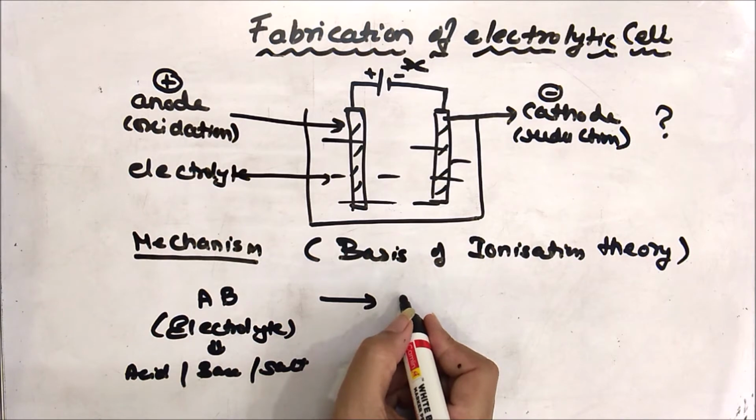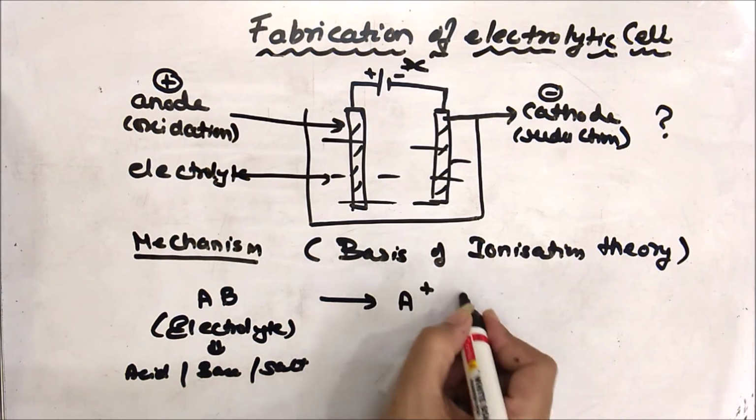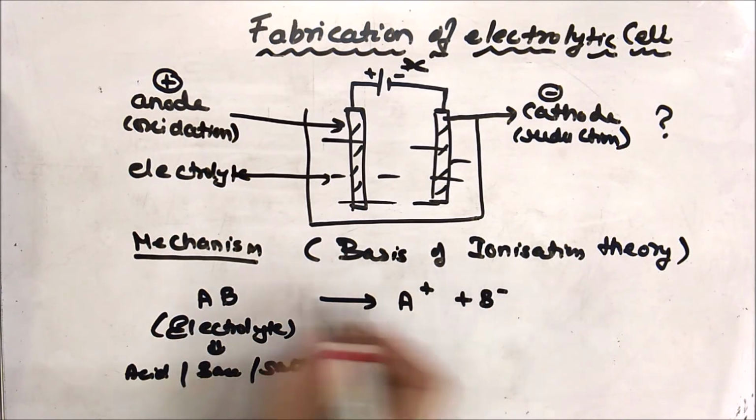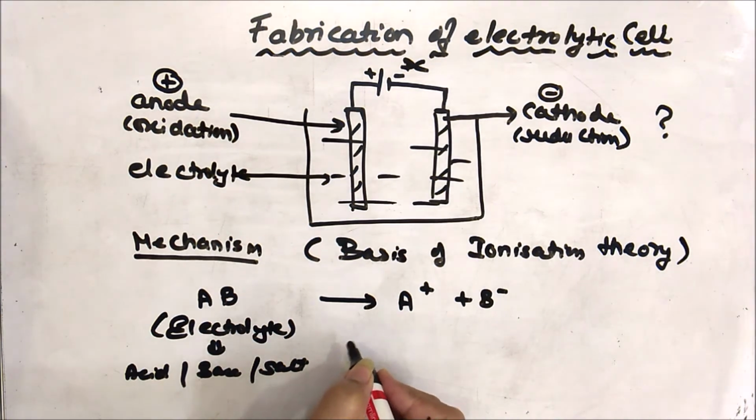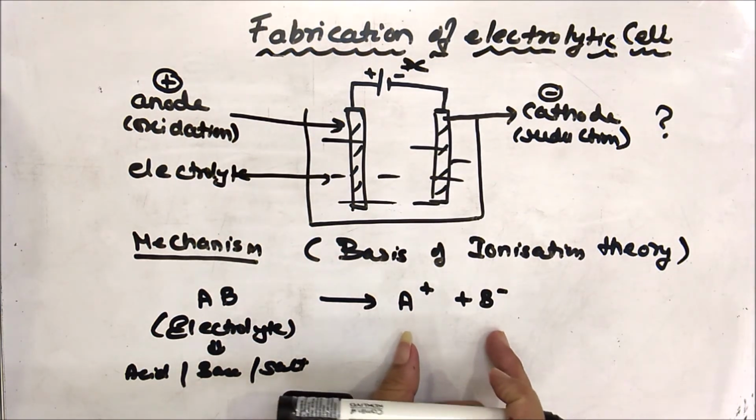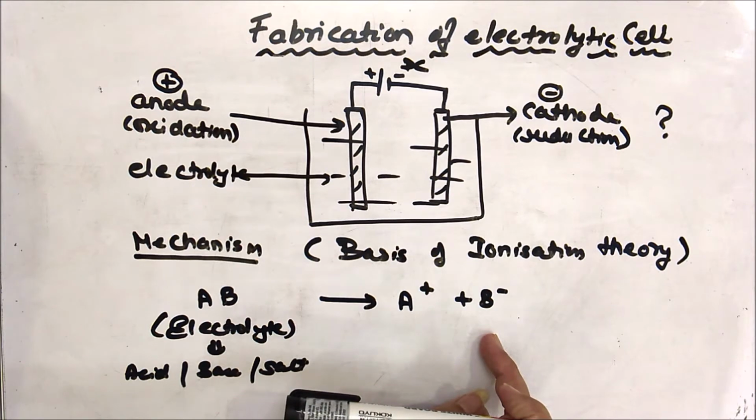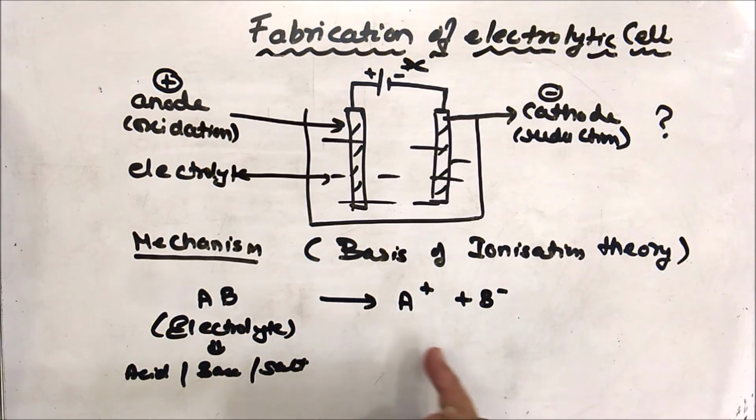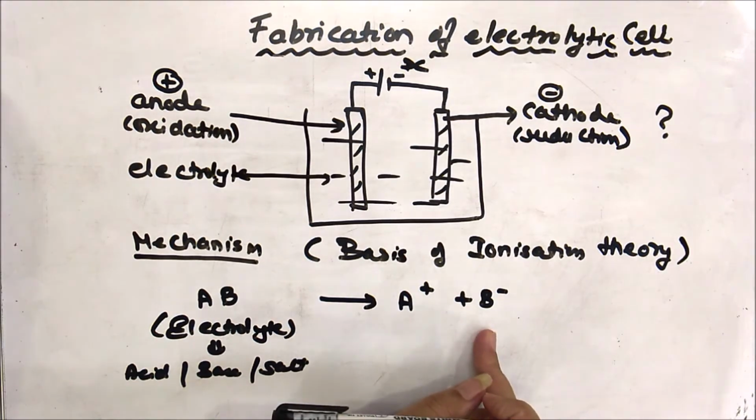It will form its respective ions, that is A positive and B negative. So when AB is dissolved in water, it will convert into its ions A positive and B negative. Hence we can see that these electrolytes, on dissolving in water, produce positively and negatively charged ions.